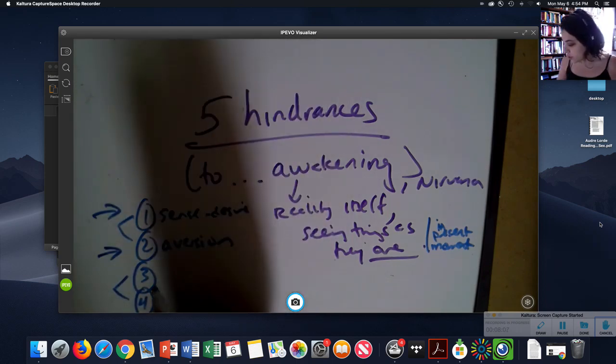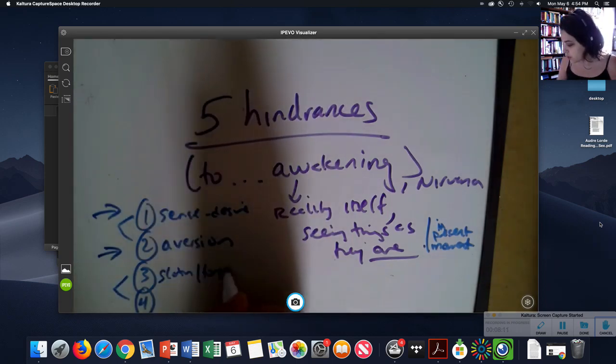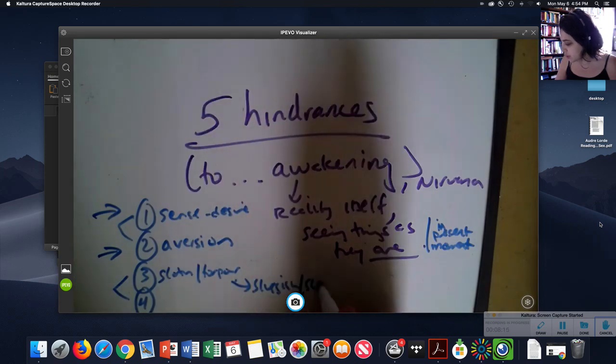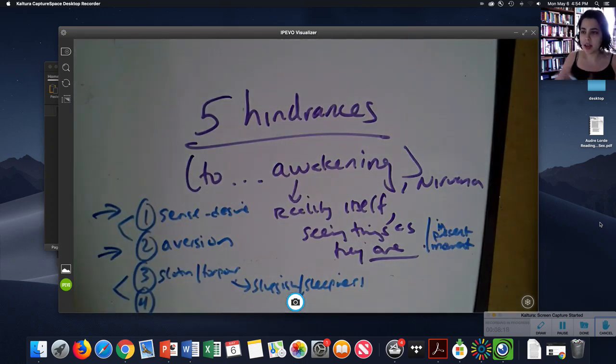The third hindrance is sloth and torpor. So this is this feeling of sort of sluggishness or sleepiness. I often describe this as the feeling that your eyes just have a kind of curtain coming over them. You don't actually have to be asleep to fall into this hindrance, but you might be asleep. But you could just be sort of sluggish.